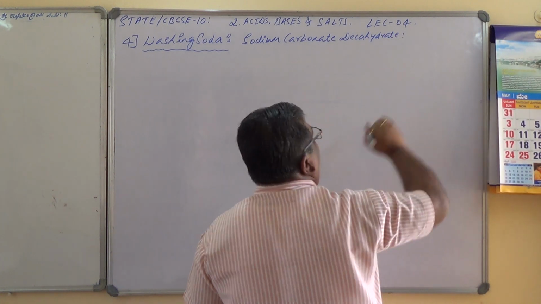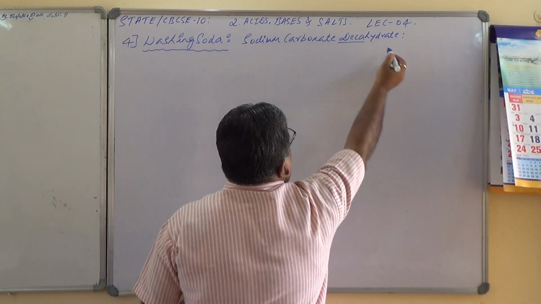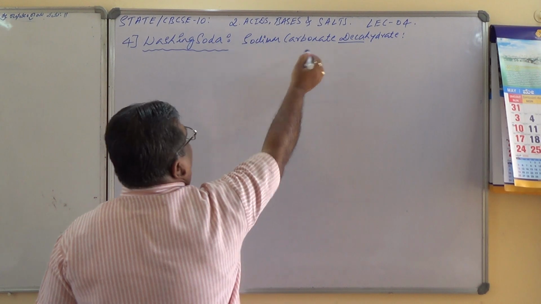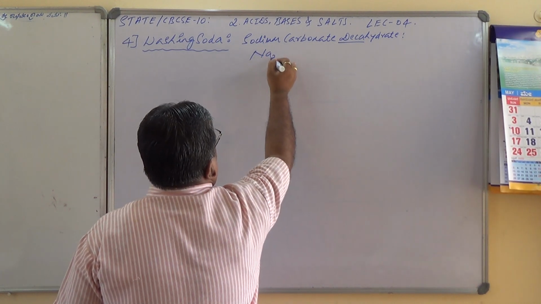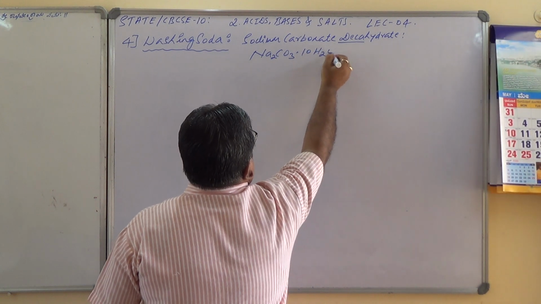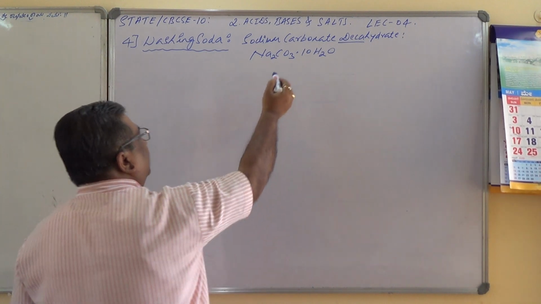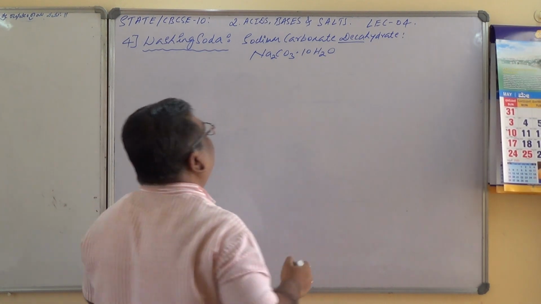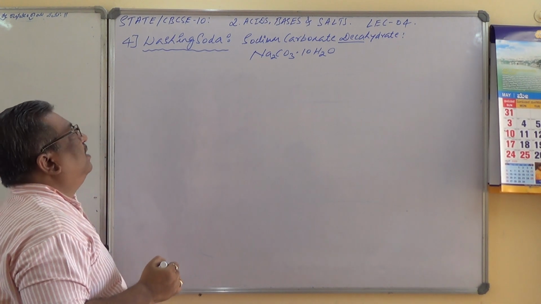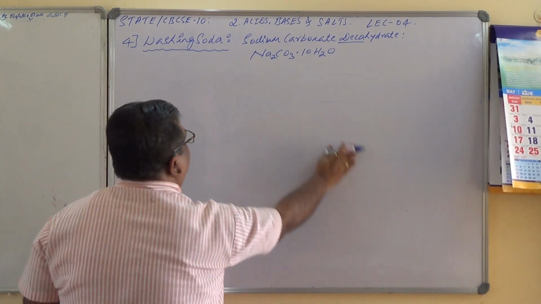So what is the chemical formula for this one? As the name suggests, it is decahydrate, meaning 10 water molecules, and sodium carbonate, Na2CO3 into 10H2O. The dot here indicates into. We call this as into. So Na2CO3 into 10H2O is the chemical formula of sodium carbonate decahydrate, and the common name for that is washing soda.